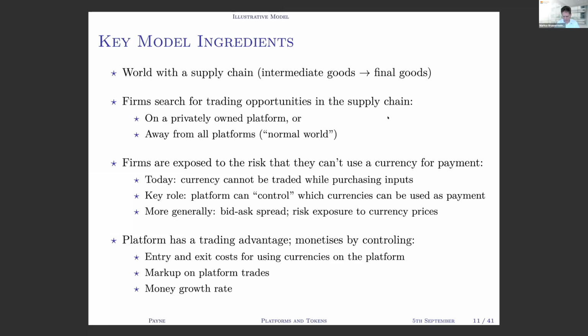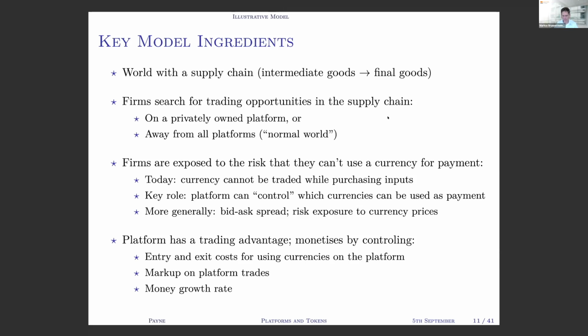Okay, so the model we do today is the simplest case. We're going to start with a world that has a supply chain. So there are intermediate goods, and then they're used to produce final goods. And then there are going to be firms, and the firms have two difficulties really. One is they have to search for trading opportunities in the supply chain, and they can search on the privately owned platform or away from the platform, which I'm just going to call the normal world or the non-intermediated world.